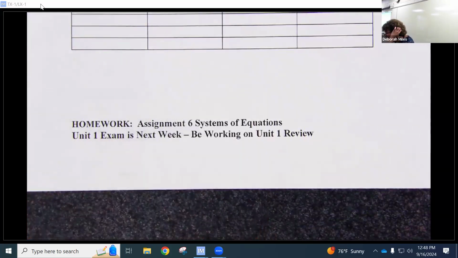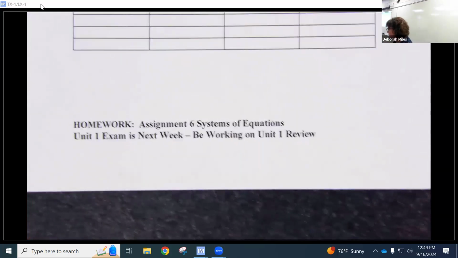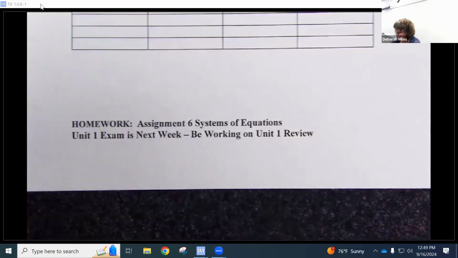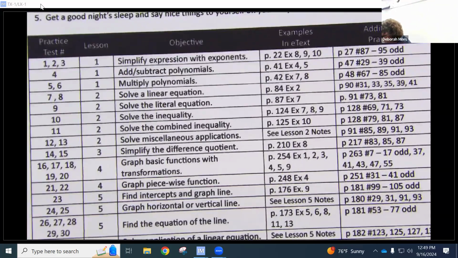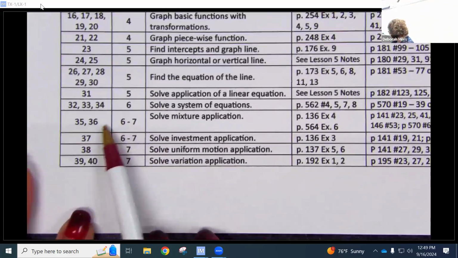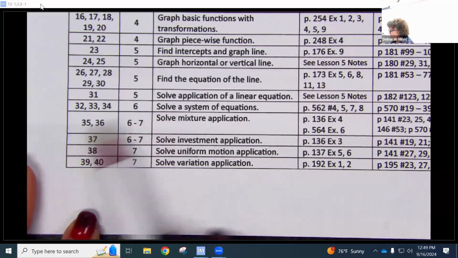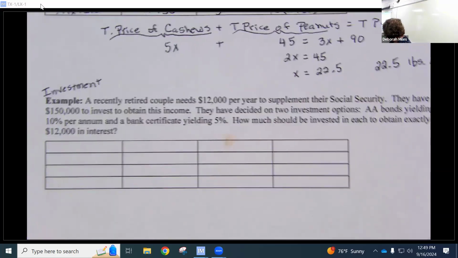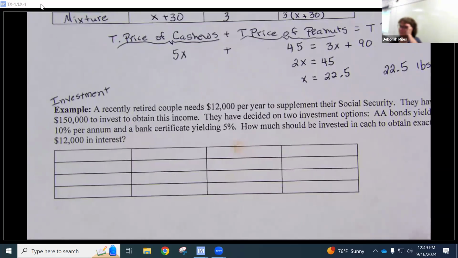Yeah, the homework is assignment 6 and next Monday's the test. So be working on that practice test. You don't have to finish it, but you should be able to do through number 35. We just have one more lesson for the test. All right, for my folks who are staying, let's do this investment problem. Everybody else, see you.